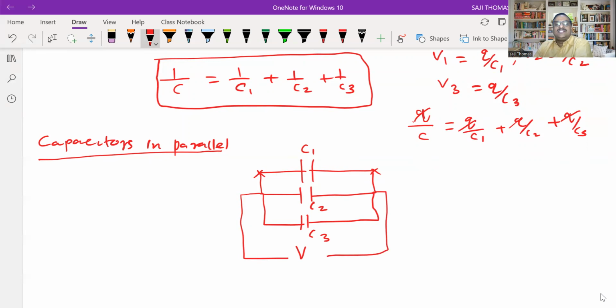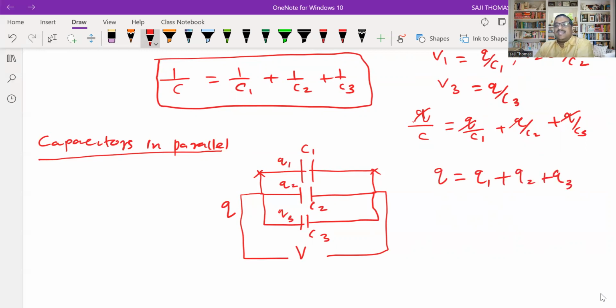So the potential difference is the same, but the charge will be divided here. So the total charge is Q. Here the charge will be Q1 for the first capacitor, Q2 for the second, Q3 for the third. So the total charge will be the sum of the individual charges. Total charge Q is equal to Q1 plus Q2 plus Q3.